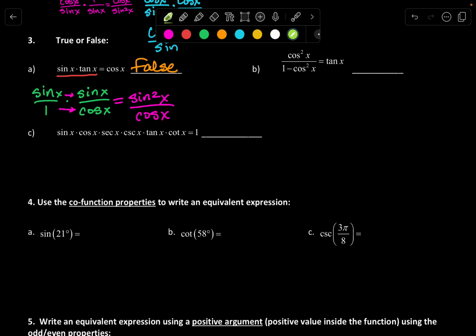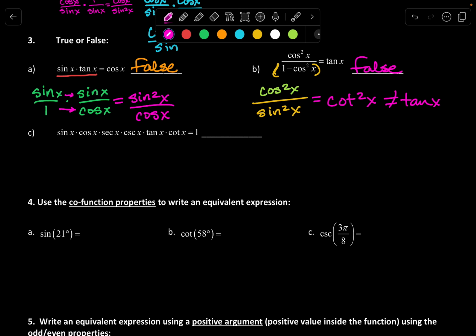Next, I'm going to take this left side, which is cosine squared x, and this denominator 1 minus cosine squared x can be rewritten as sine squared x. Well, cosine squared x over sine squared x equals cotangent squared x, which is not tan x, and so this one is also false, because these are not equal.